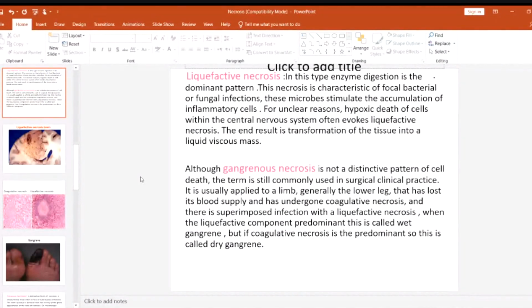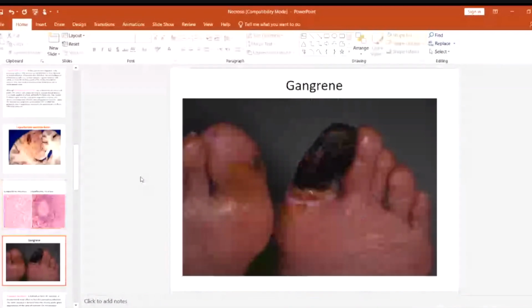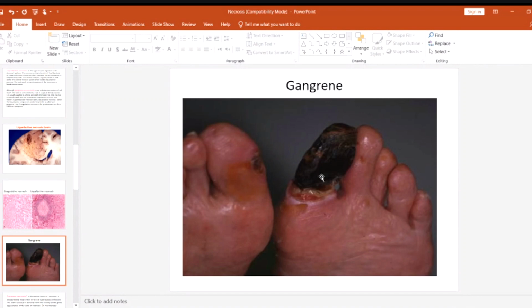Now let's talk about gangrenous necrosis. Gangrene, or gangrenous necrosis, is a combination of coagulative and liquefactive. We see coagulative and liquefactive in the same patient. The cause of coagulative is ischemia and hypoxia, and the liquefactive is liquid.